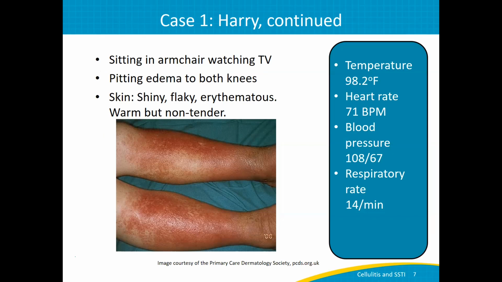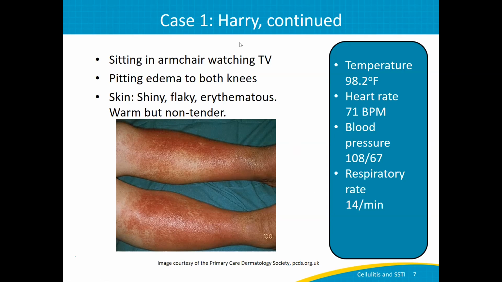When you go to talk with him, he's just sitting in an armchair in his room watching TV, seems perfectly happy and comfortable. You do notice that he has pitting edema to both of his knees. And the skin on his legs looks something like this in the picture below. It's very shiny and bumpy, flaky in places. It is erythematous kind of everywhere. And when you touch it, the skin is maybe a little warm, but it's not tender at all.